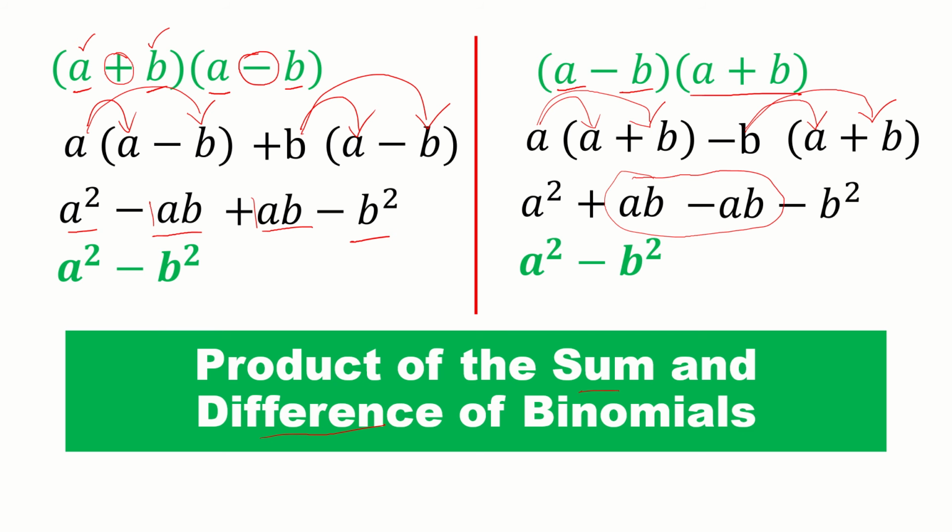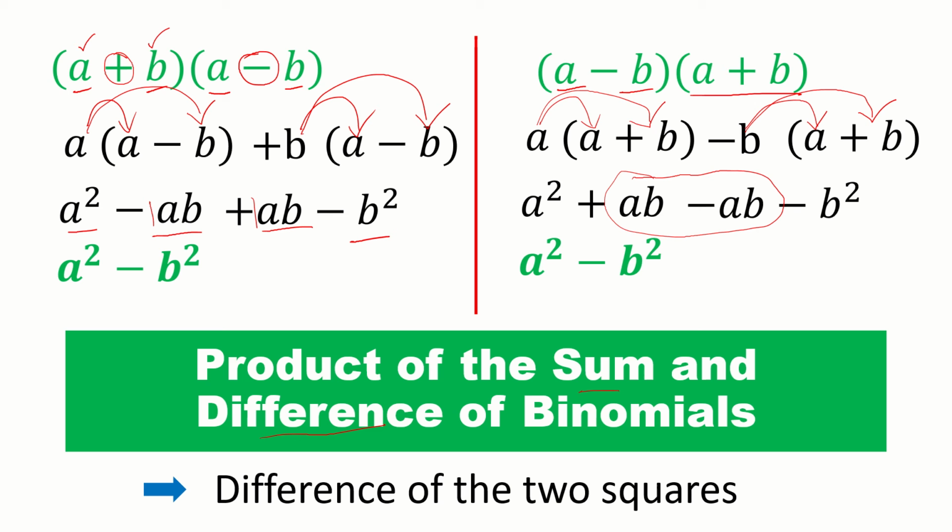To better understand the process, let's have an example. By the way, for you to easily remember how to do it, you can think of the result as the difference of two squares. It's called a difference because it's always minus, and two squares because the first term is a perfect square, and then the second term is also a perfect square. So let's have an example to better understand this.